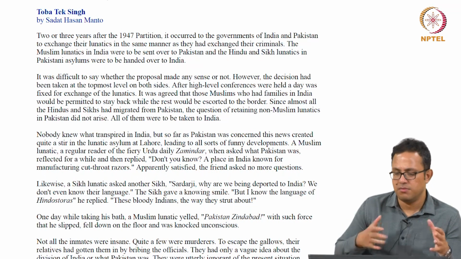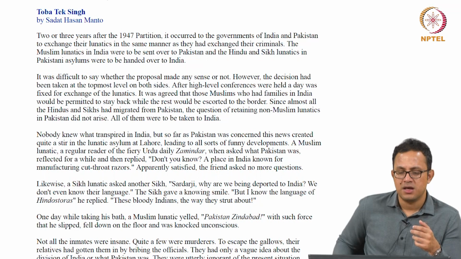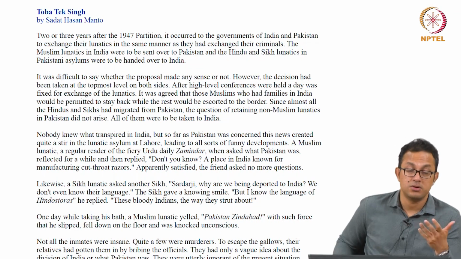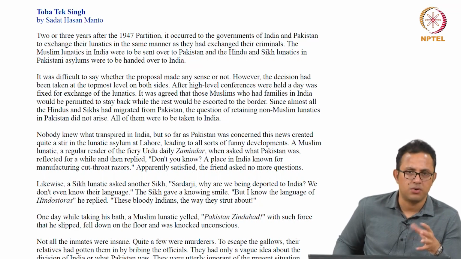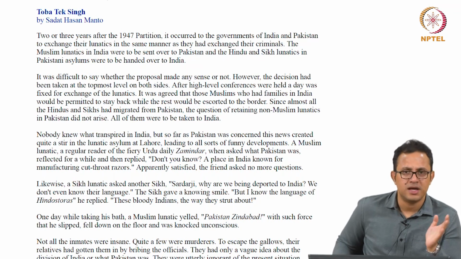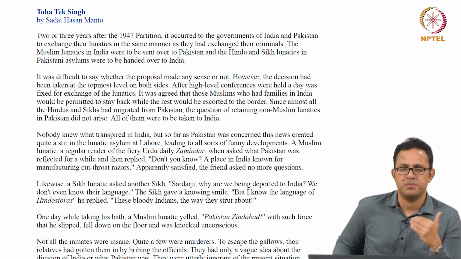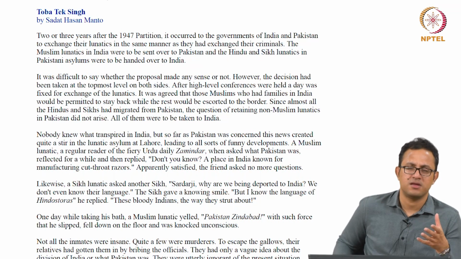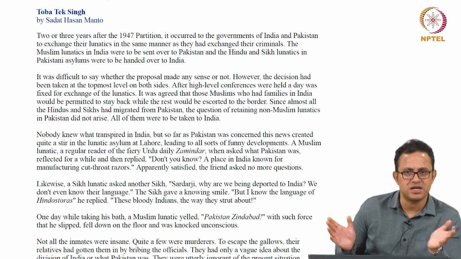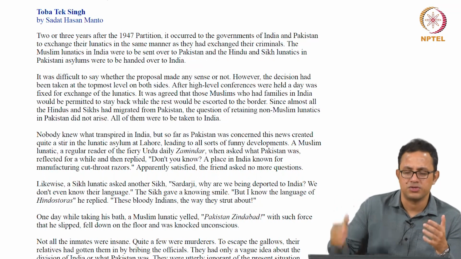So many conferences were held, many top-level meetings were held and organized bureaucratically, and then it was decided to swap them according to some rationale. So the Muslim lunatics in India who had families in Pakistan would be shipped back to Pakistan, whereas the Hindu and Sikh lunatics in Pakistan would be sent back to India. That was a decision taken after a lot of top-level closed-door conferences.